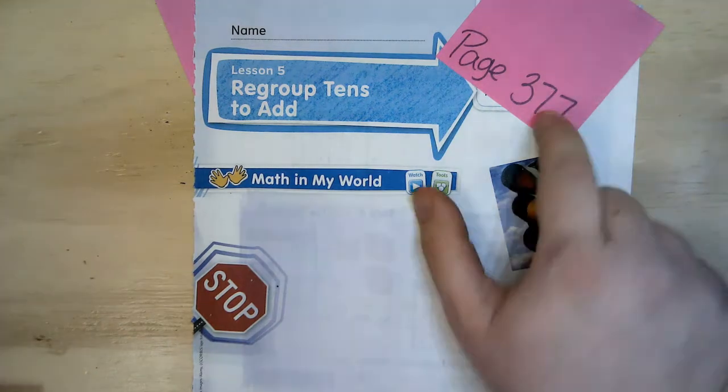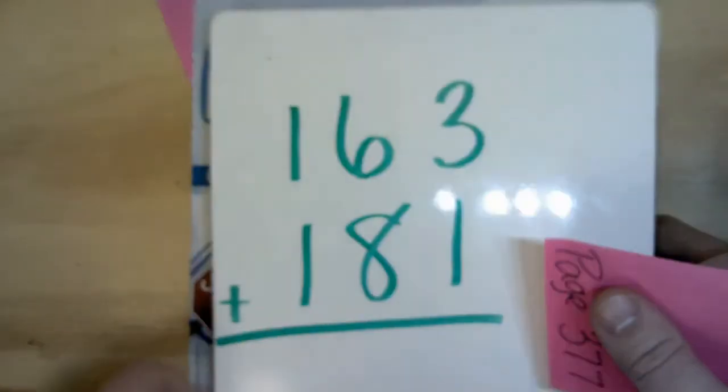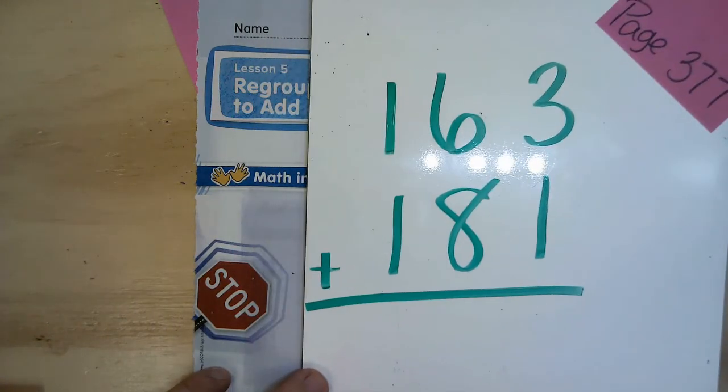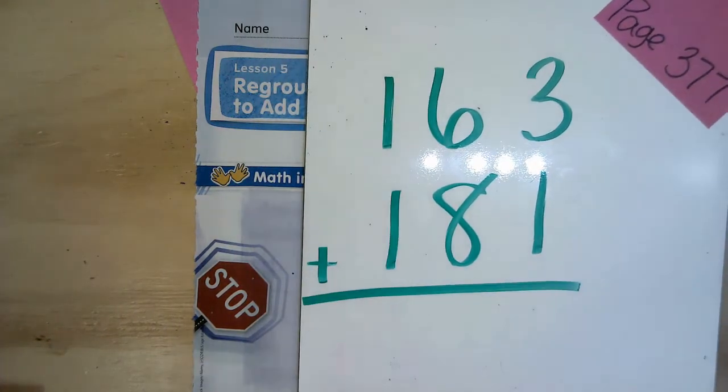So I'm going to ask you to go ahead and open up to page 377, and I'll put that on my whiteboard page here too. So go ahead and keep working on getting there right now. But what this means is I've got a math problem here, 163 plus 181.